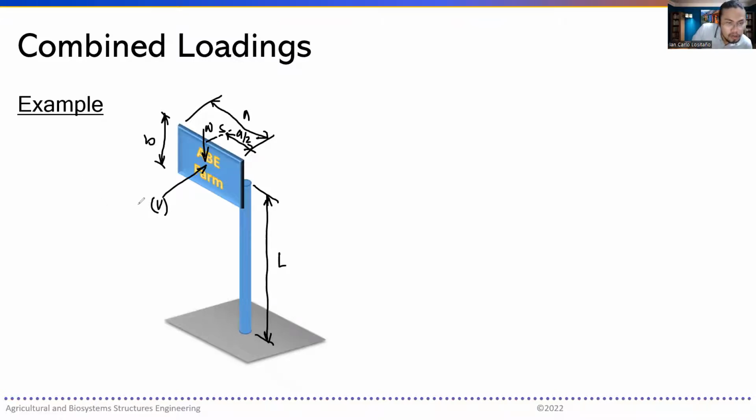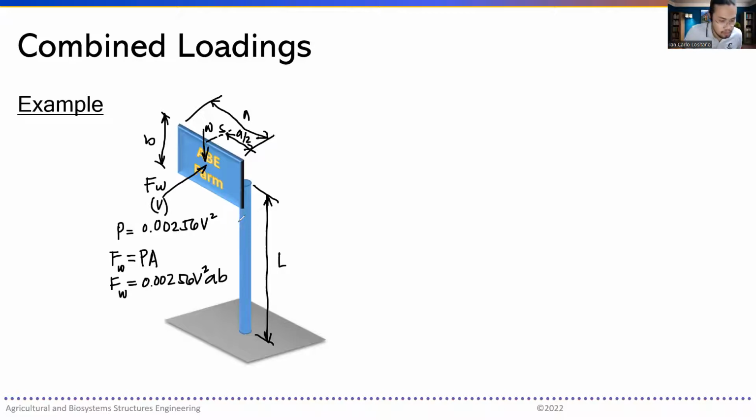Now, we know that wind pressure is 0.00256 V squared. And we know that the wind is acting on the whole surface of the sign. Thus, we have the force, which is the pressure times the area: 0.00256 V squared times the area AB. So the force of the wind is FW.